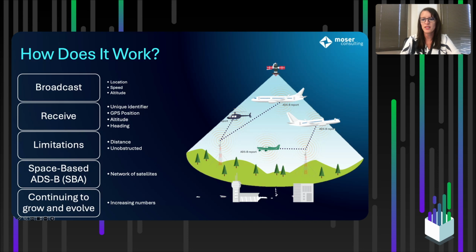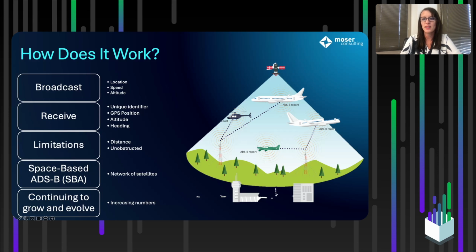There is space-based ADS-B to help increase coverage. There are satellites circling the Earth with receivers to collect ADS-B data. They are carrying a system developed by Aviation, which captures the aircraft information and relays to aircraft and ground stations, allowing more global coverage in near real time. And finally, this technology is continuing to grow and evolve, and the number of aircraft equipped with receivers will continue to increase.